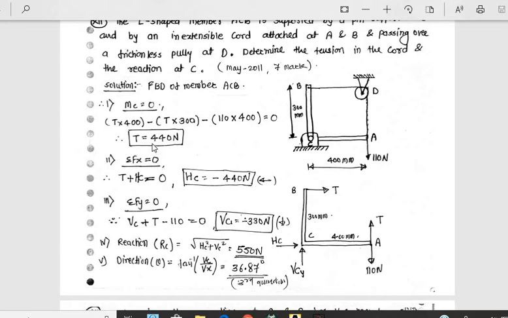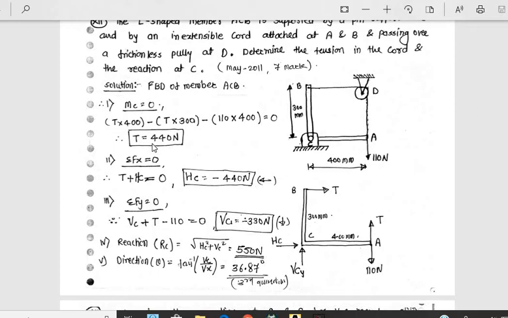Okay, so first take moment at C. At the support we are taking the moments. So T into 400 minus T into 300. I am not repeating the sign convention now, so you use whatever you want. Either take clockwise plus or clockwise minus, it doesn't matter. T into 400 minus T into 300 minus 110 into 400 is equal to 0. Therefore T is equal to 440 Newton.